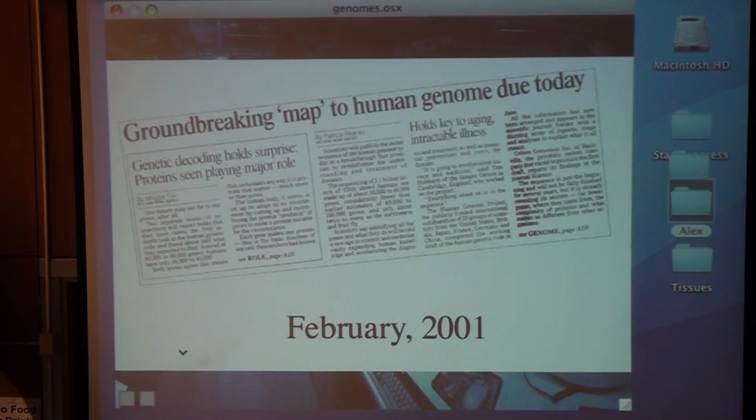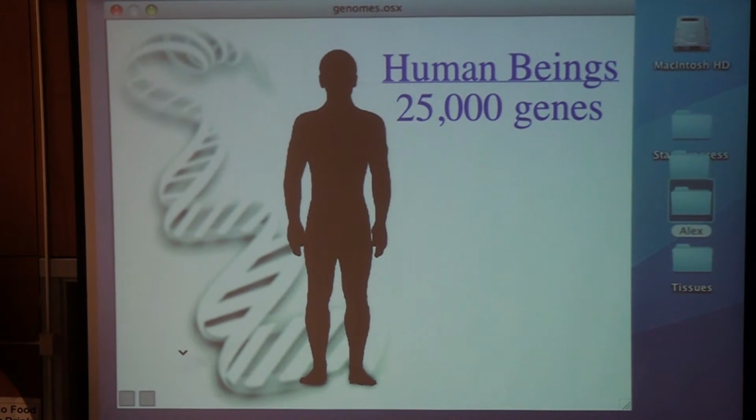And there were a lot of surprises, unexpected things that they found in the results. One of them was how few genes human beings had. They found out it was around 25,000 protein encoding genes in human beings. And the reason why that was surprising is they thought it would be closer to 100,000. One of the reasons why they thought that is because they find a lot more proteins in human beings than just 25,000.